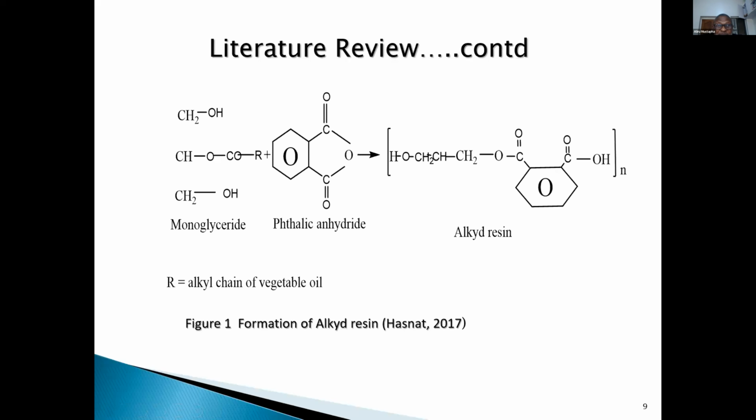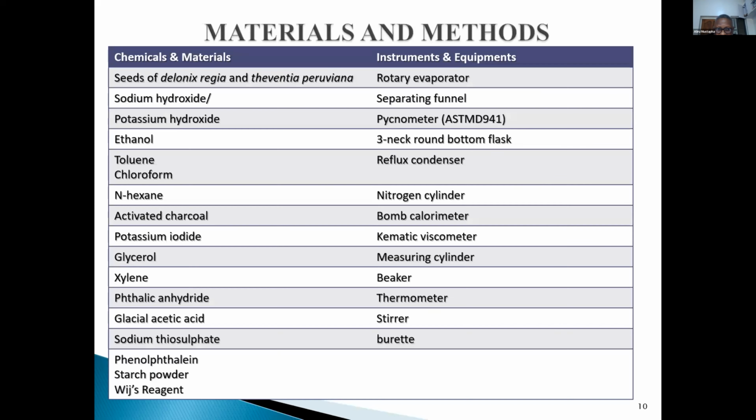We have our triglycerides, that is our vegetable oil. We put at an elevated temperature of around 240 degrees, and the triglycerides are broken down into monoglycerides and diglycerides. At that elevated temperature, the phthalic anhydride is added to produce our Alkyd resin. And these are the structures, that is formation of Alkyd resin that you have seen. Next. All the chemicals, instruments and equipment that were used are listed as well. Next.